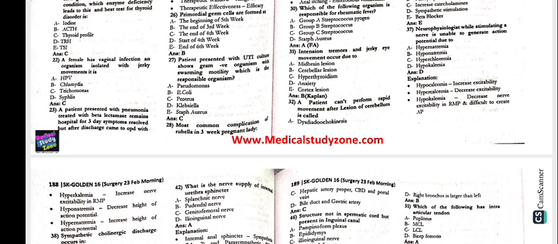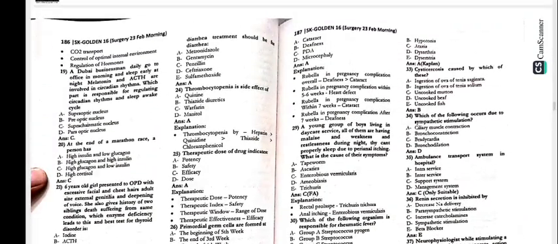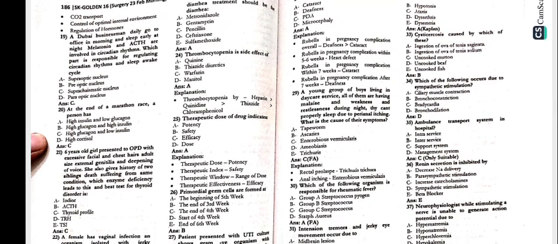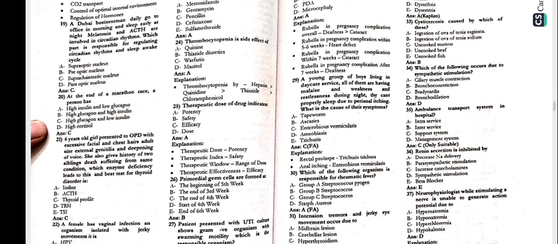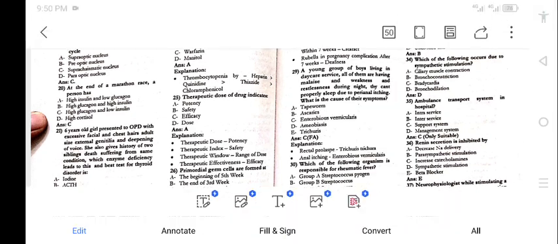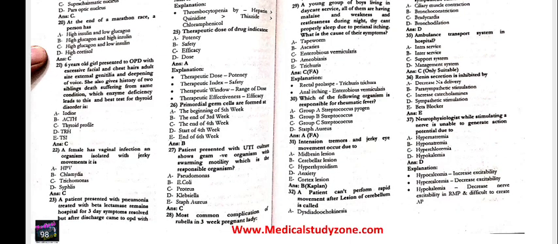Symptoms resolved but after discharge came to OPD with diarrhea. Treatment should be for the diarrhea, that is alpha, metronidazole. 24, thrombocytopenia is the side effect of quinine, alpha. 25, the therapeutic dose of the drug indicates alpha, potency. 26, the primordial germ cells are formed at the beta, the end of 3rd week.